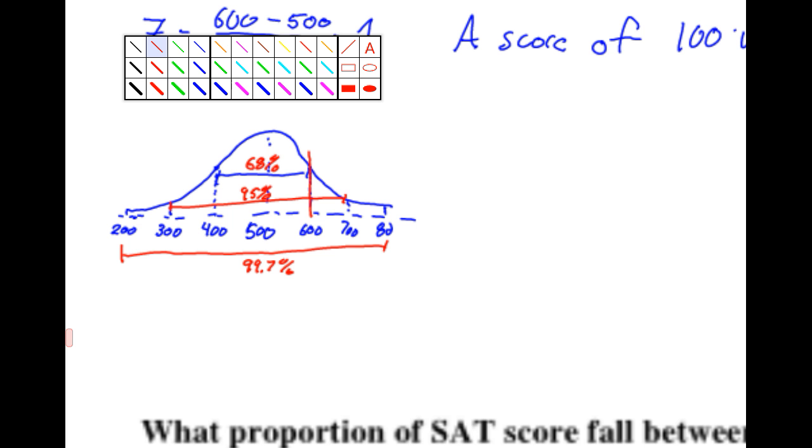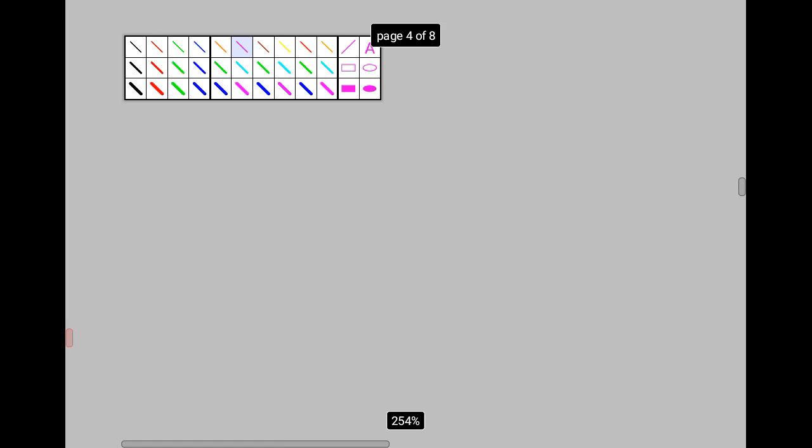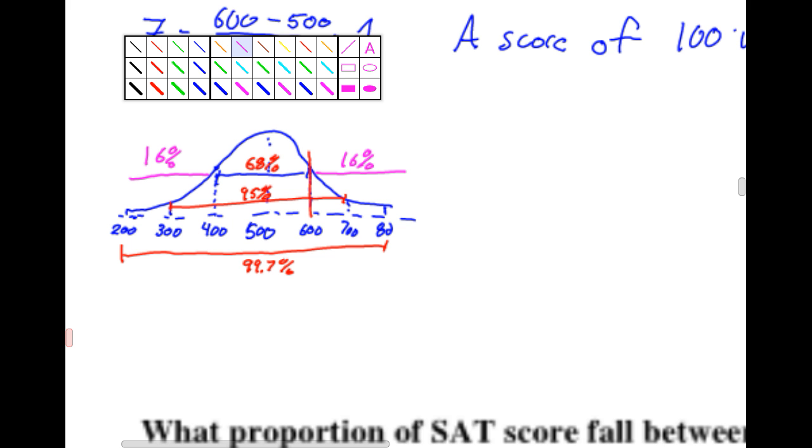Now, if 68% is inside that area, that means there's 32% outside. So we have 16% here and 16% of scores above, which means your score of 600 is in that top 16%.